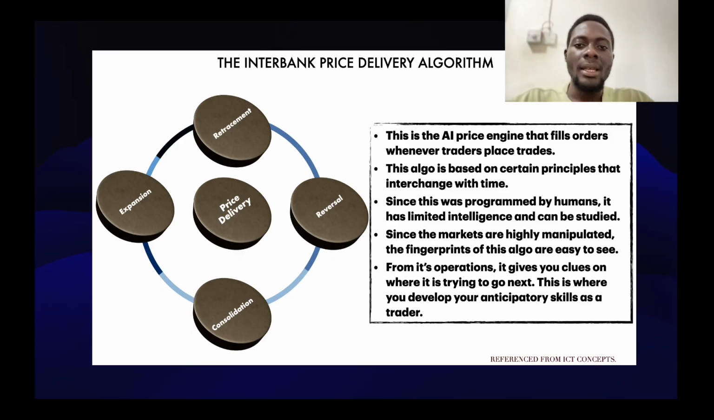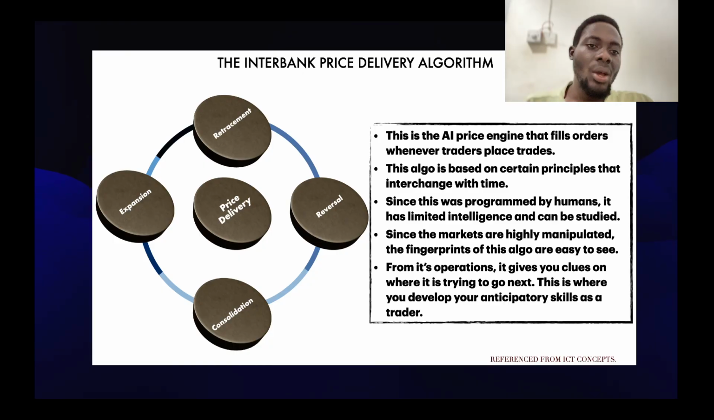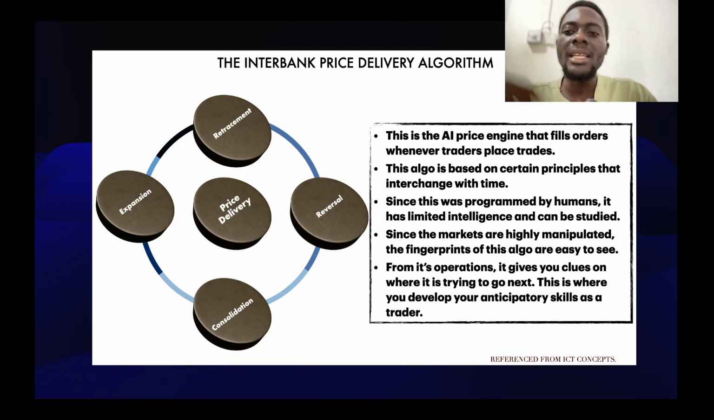You understand? That's the same way we are seeing prices. We are saying, okay, if this AI was programmed by humans, that means it has a limited number of things it can do. You get it? And these things that it can do can be studied. Again, they are consolidation, expansion, retracement, and reversal. Someone will ask, why am I hitting on these things so much? Because immediately you understand these things, price action is going to be easy for you to read. Understand? Let's go ahead. Now, the markets are highly manipulated.